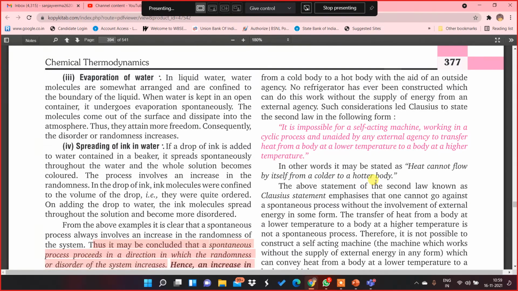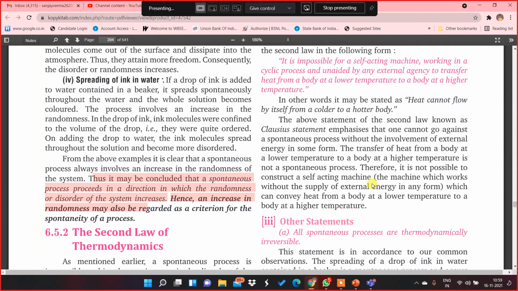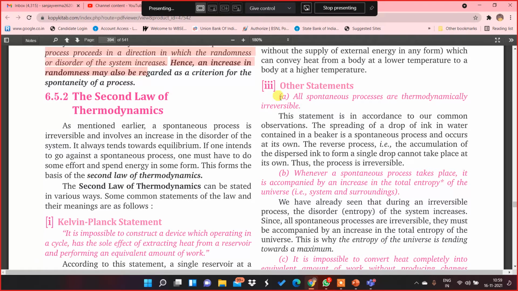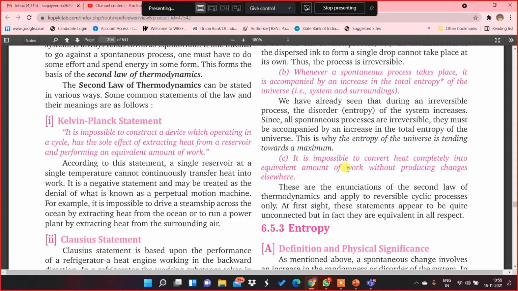Then there are other statements also with regard to the second law of thermodynamics. Number A: all spontaneous processes are thermodynamically irreversible. Number B: whenever a spontaneous process takes place, it is accompanied by an increase in the total entropy of the universe. That means total disorder becomes high. Number C: it is impossible to convert heat completely into an equivalent amount of work without producing changes elsewhere. So all of them mean the same thing.